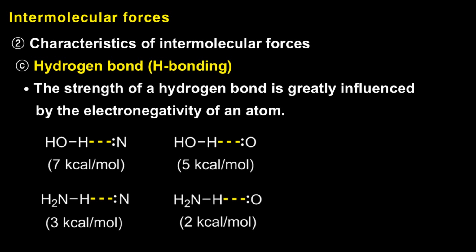Another factor is the geometry. Hydrogen bonds are strongest when they're arranged in a straight line. A linear hydrogen bond allows for maximum electrostatic attraction, which makes it more stable and stronger.